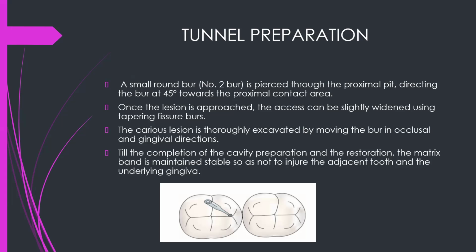Once the lesion is approached, you can slightly widen the axis using a tapered fissure burr, and then the caries lesion is excavated. Till the completion of the cavity and the restoration, the matrix band is maintained stable so as not to injure the adjacent tooth and the underlying gingiva. So remember, you have to keep the matrix band and retainer in place at all times, starting from the preparation to restoration of the cavity.